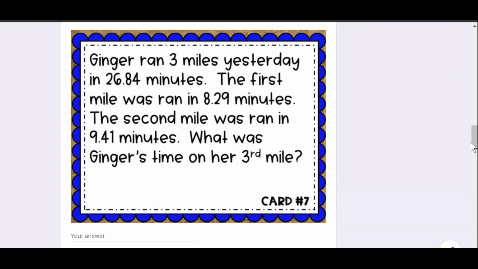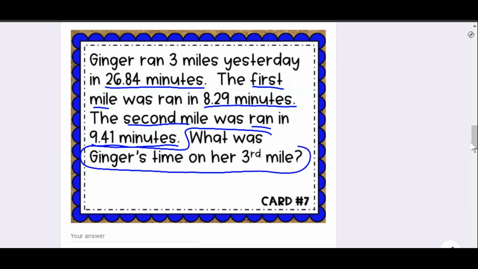Okay, this next problem says Ginger ran 3 miles yesterday in 26.84 minutes. The first mile was ran in 8.29 minutes. The second mile was ran in 9.41 minutes. What was the time on her third mile? All right, so this one's a couple of steps as well.